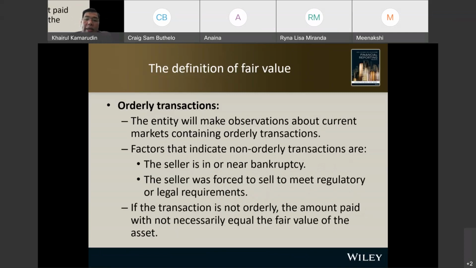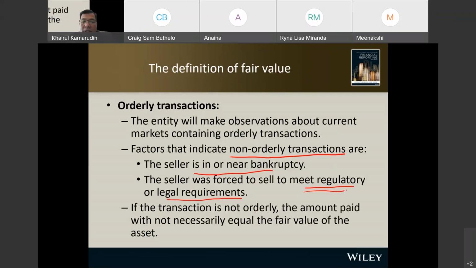The entity will make observation about current market containing orderly transaction. Factors that indicate non-orderly transaction are: the seller is in or near bankruptcy, so they don't have enough time to find a good buyer for the assets; the seller was forced to sell to meet regulatory requirements, by court order or by legal requirement. They have to leave the country, so they need to sell the asset. So that is not considered as orderly. It falls under non-orderly transactions.